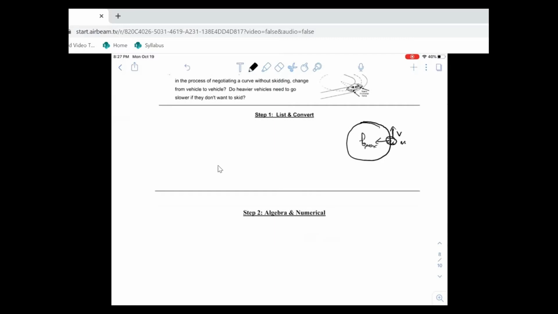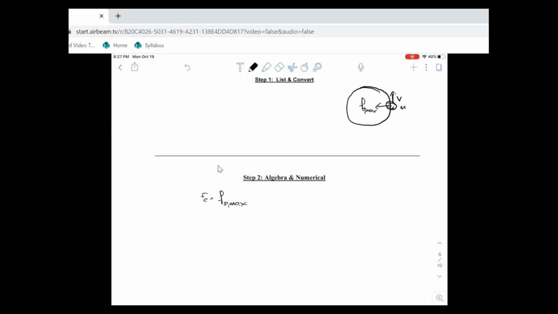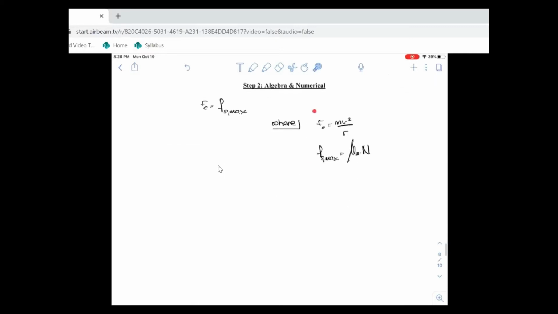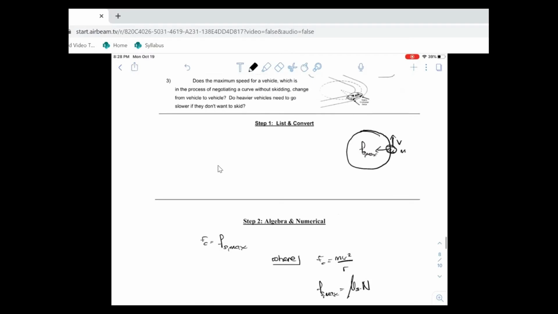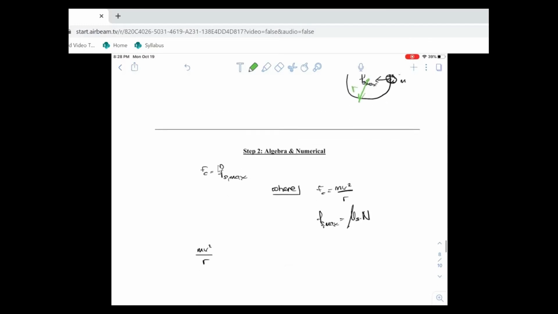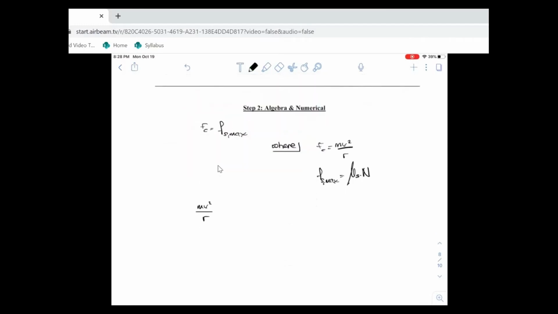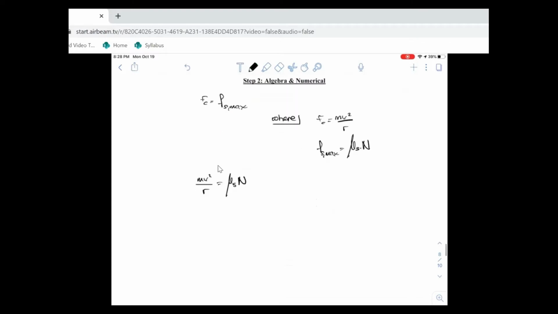The way to do it is the static frictional force, in this case, is going to be the centripetal force. We have a mathematical expression for the centripetal force, and we also have a mathematical expression for the static frictional force. These two will be equal to each other: mv squared divided by r, where r is the radius, equals mu sub s times N. So solve for v.